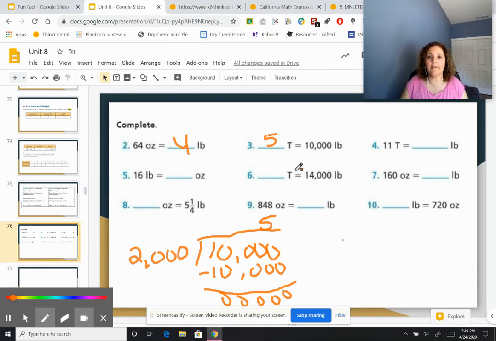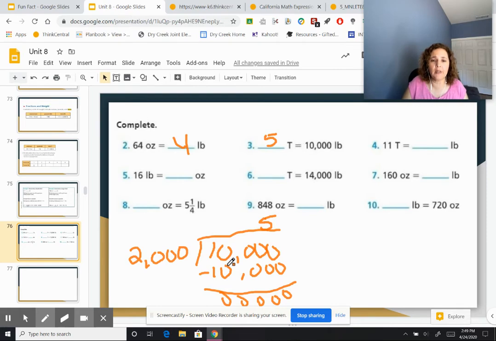Okay, if you said 5, you are correct. Because 10,000 divided by 2,000, I can just simply ignore the zeros and I can simply think 2 goes into 10 how many times? 5 times. So 2 times 5 is 10, and then I got to add my 3 zeros. So 10,000 minus 10,000 is 0, so it goes in 5 times.